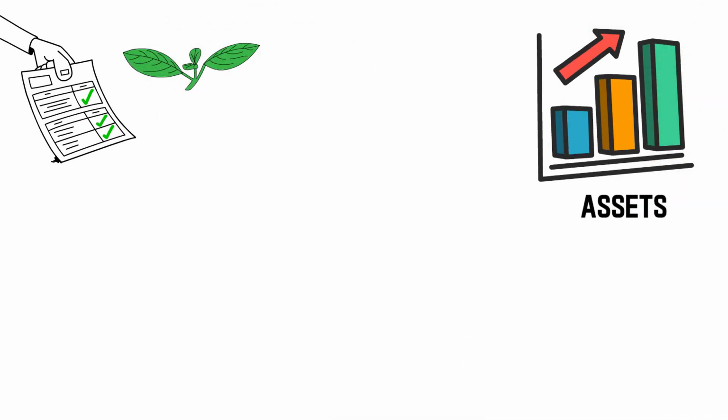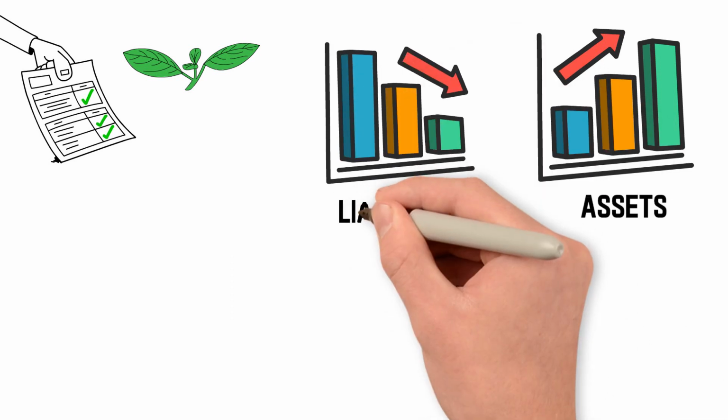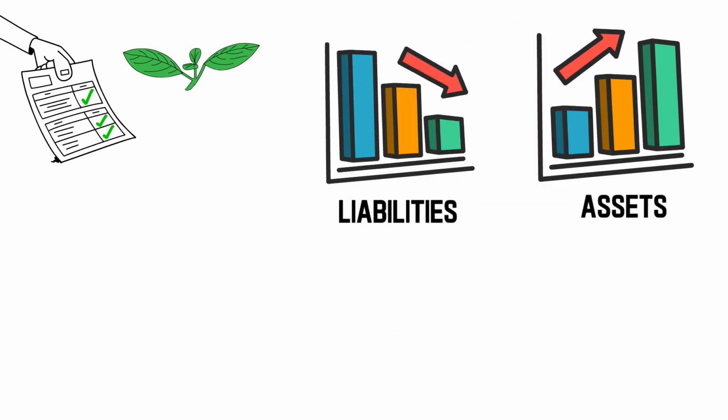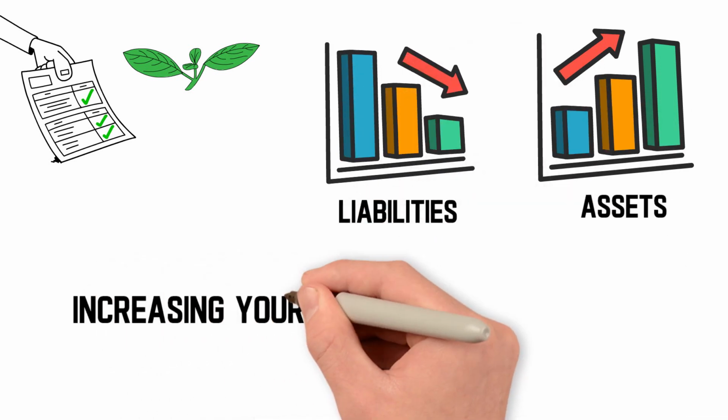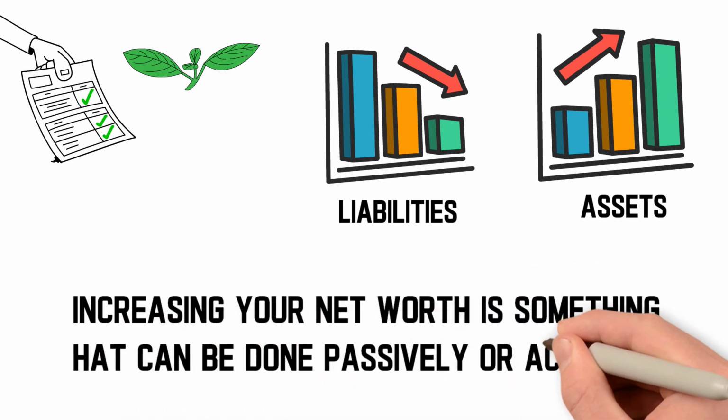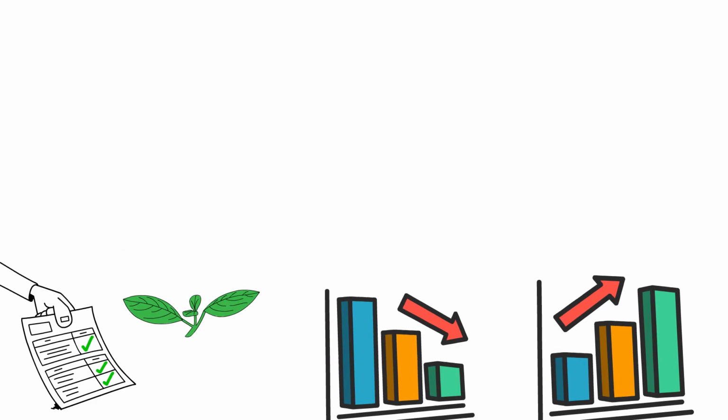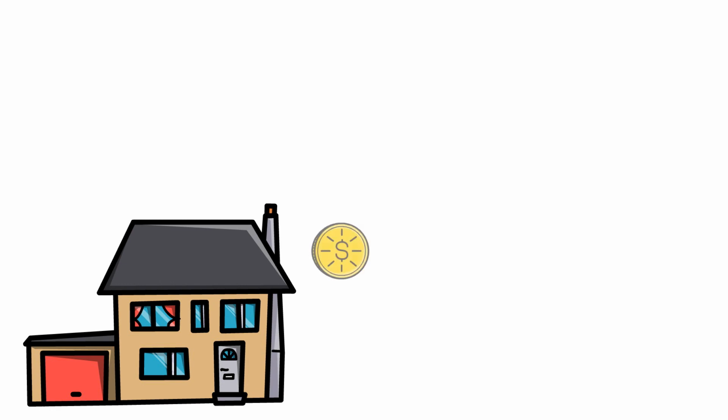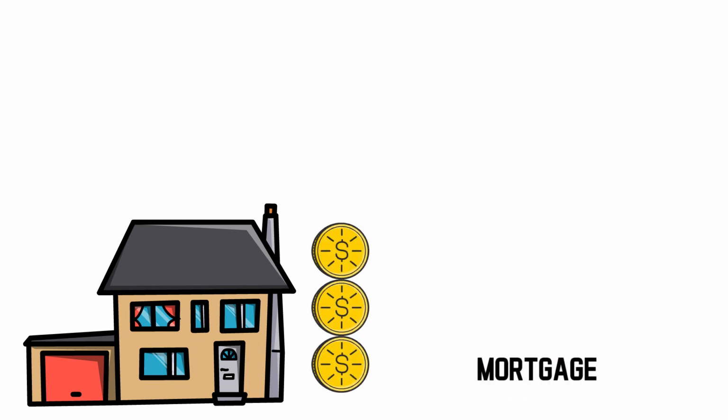Once you have all the base points for reference, we can now look at how you can increase your net worth faster. In order to increase your net worth, you need to increase your assets and decrease your liabilities. Let's look at a few ways we can do this. Increasing your net worth is something that can be done passively or actively. For example, if you own a home, it is likely appreciating in value over time, and at the same time, you are paying down the mortgage.